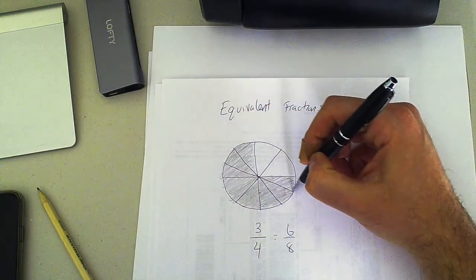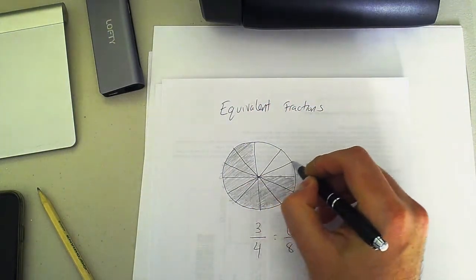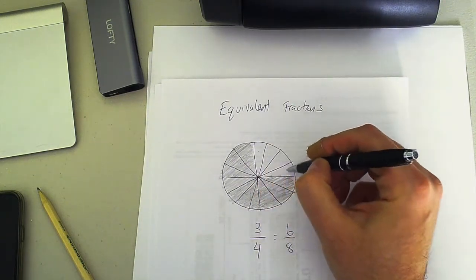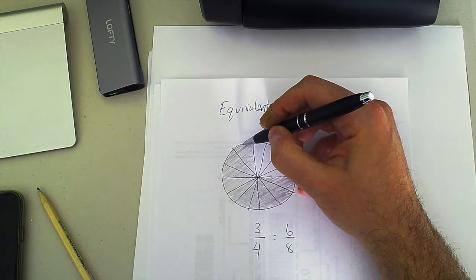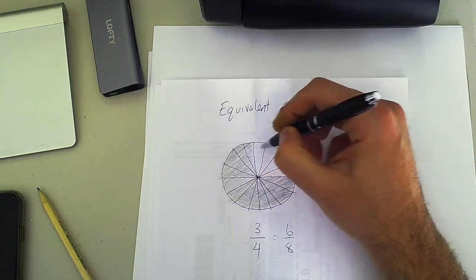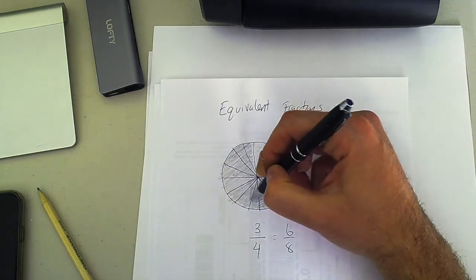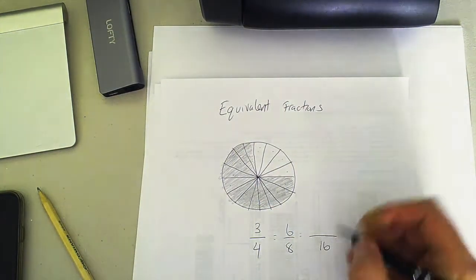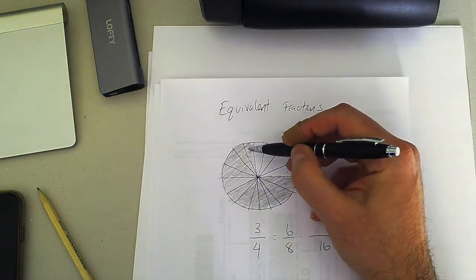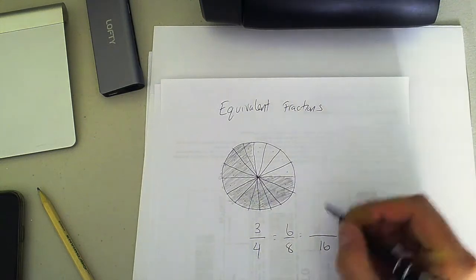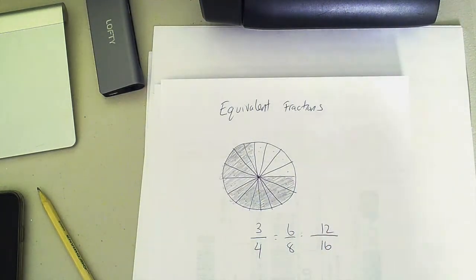I don't know if I can do it because I'm not really a good drawer, as most of you know. 1, 2, 3, 4, 5, 6, 7. No, that's not right. Let's get this guy here. Sweet. Excellent. That's exactly what I was looking for. And how many parts are shaded in? 1, 2, 3, 4, 5, 6, 7, 8, 9, 10, 11, 12. So these are all equivalent fractions.